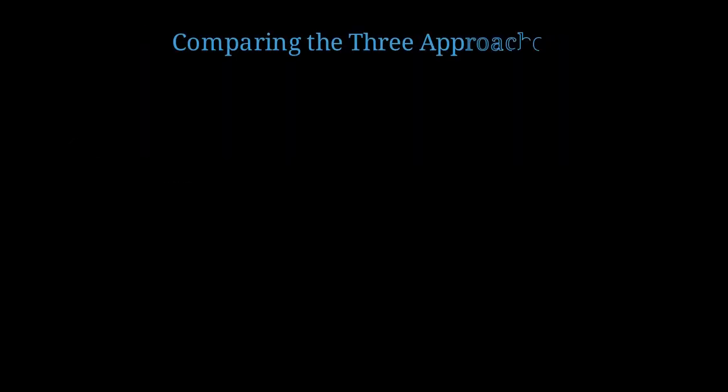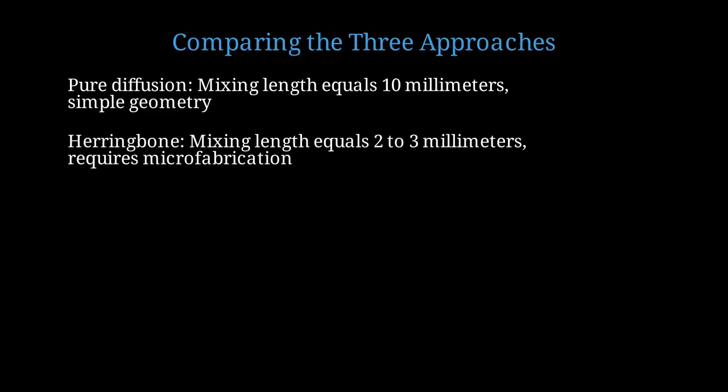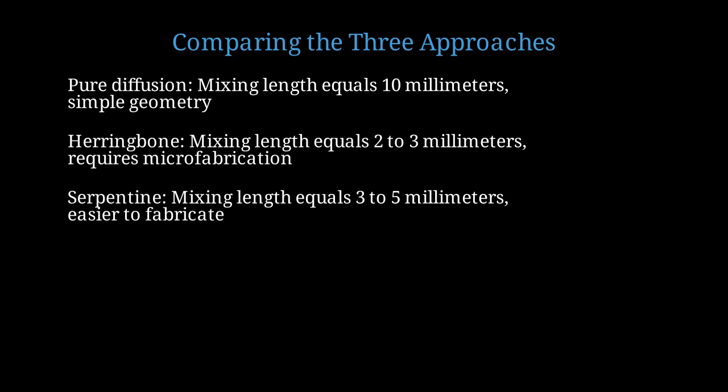Let's compare purely diffusive mixing, herringbone structures, and serpentine channels. Pure diffusion requires about 10 millimeters for our example. The advantage is the channel geometry is extremely simple, just a straight tube. Herringbone mixers reduce mixing length to 2 to 3 millimeters. However, they require precise microfabrication to create the groove patterns. Serpentine channels achieve mixing in 3 to 5 millimeters. They're easier to fabricate than herringbone structures but take more space on the chip due to the turns.